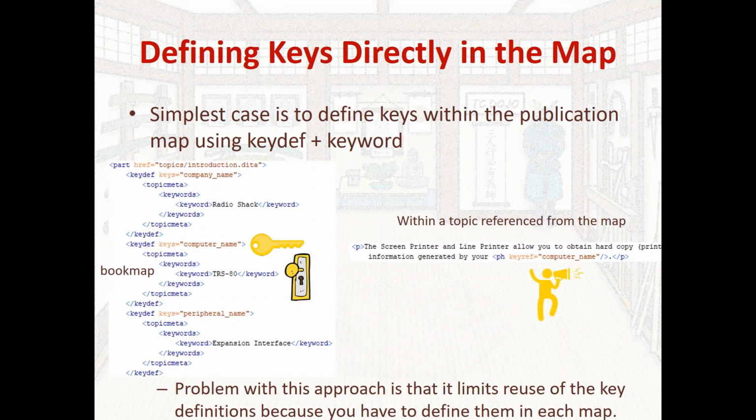So let's define keys directly within a map. The simplest case is to define the keys within the publication map using keydef plus a keyword. What you see on the left-hand side is the code within a map that has a keydef, and then keys equals computer name, and then under that topicmeta keywords, and then the actual keyword that is being referenced, which is TRS-80. And then within a topic reference from the map, I have: the screen printer and line printer allow you to obtain hard copy and print the information generated by your, in this case, phrase keyref equals computer name.